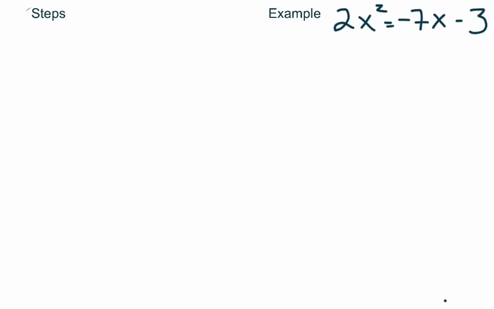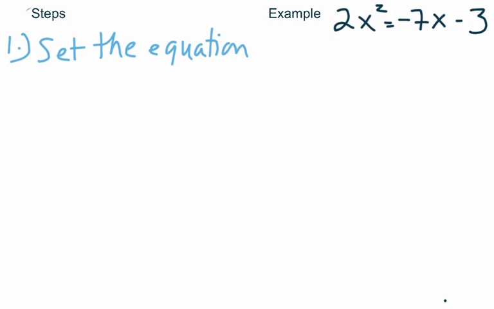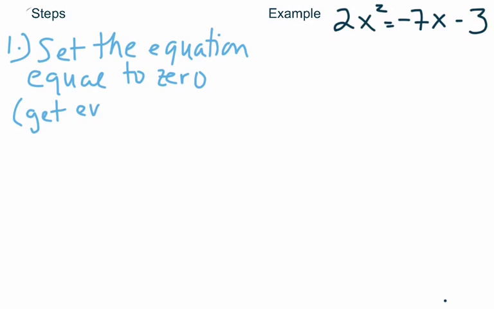The first thing you need to do when solving a quadratic, with one exception, and that's if you're going to use completing the square to solve it, which is not that common of a strategy, is set the equation equal to 0. In other words, that means get everything on one side of the equal sign.